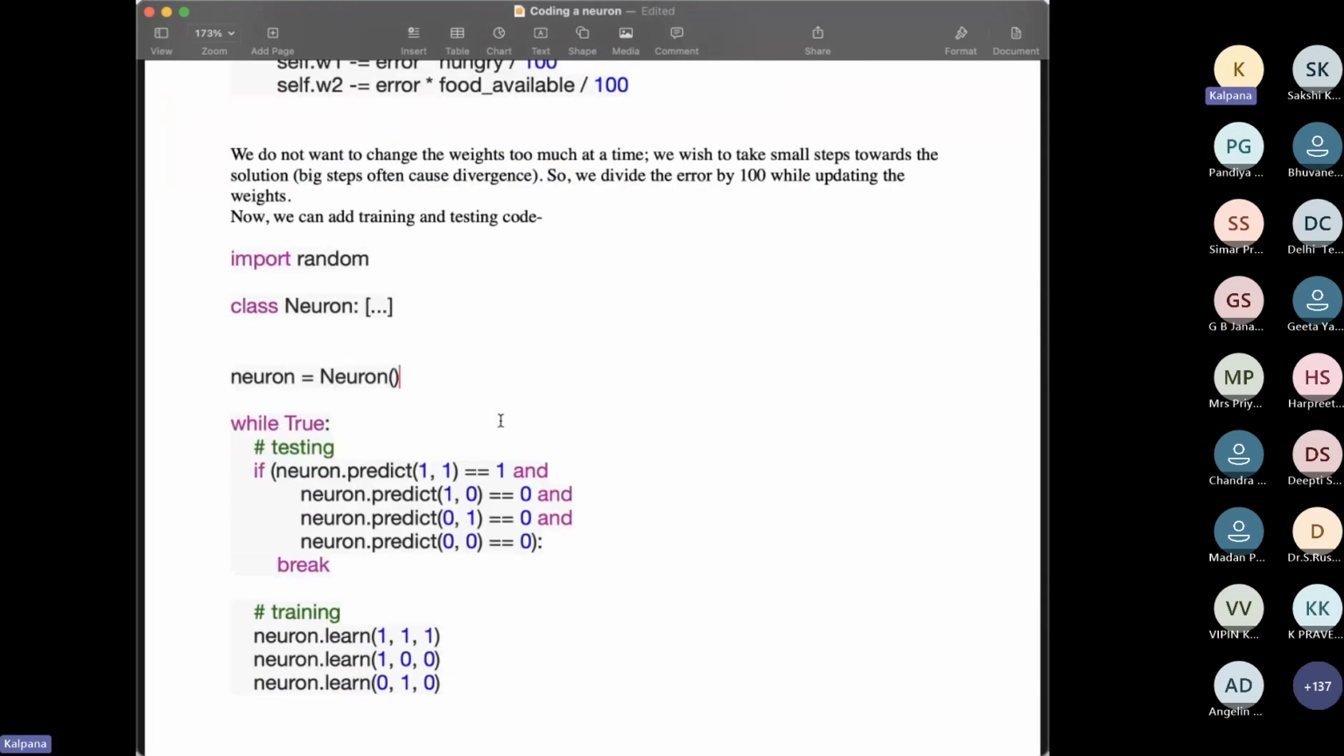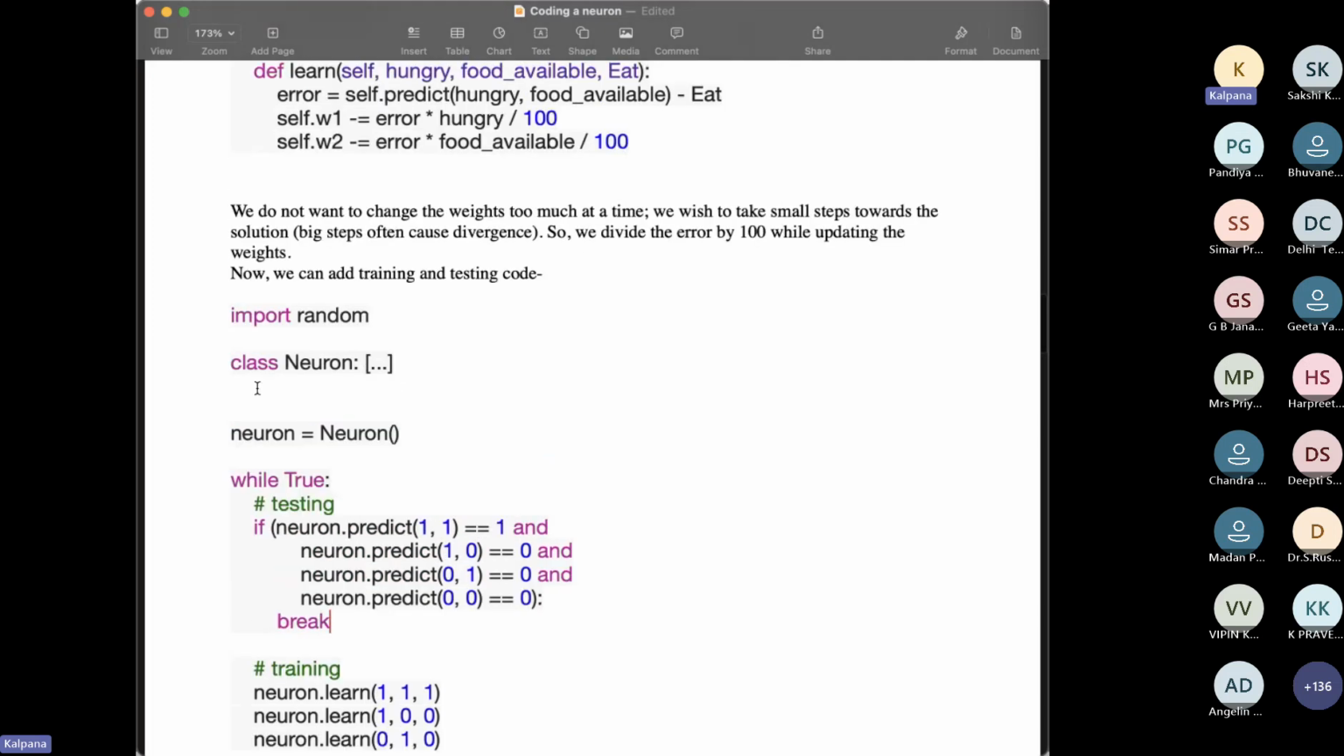Now, if neuron.predict equals 1, we are taking the whole of the data. On testing, if we find all the answers are correct, we will break this. Otherwise, this loop will continue. This is while true. So we'll keep on doing the learning process unless this testing gives me the correct answer for all the data. So we call this neuron and we use this neuron to test the data.